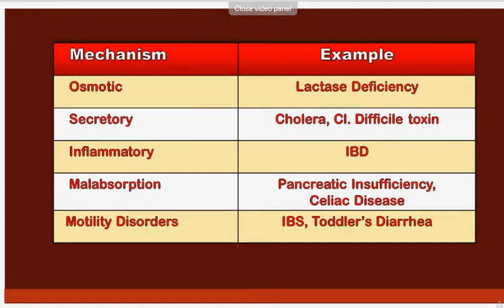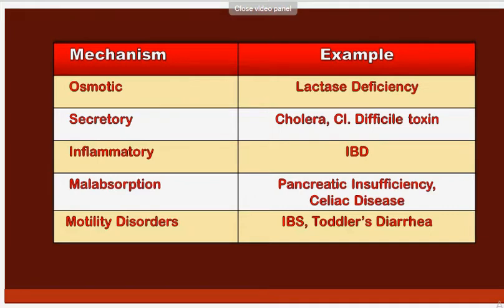The example for this is lactase deficiency and lactose intolerance. Here, if the baby is fasting, stopping the feeding for 2 to 3 days, the diarrhea will stop because of the presence of non-absorbable solutes.